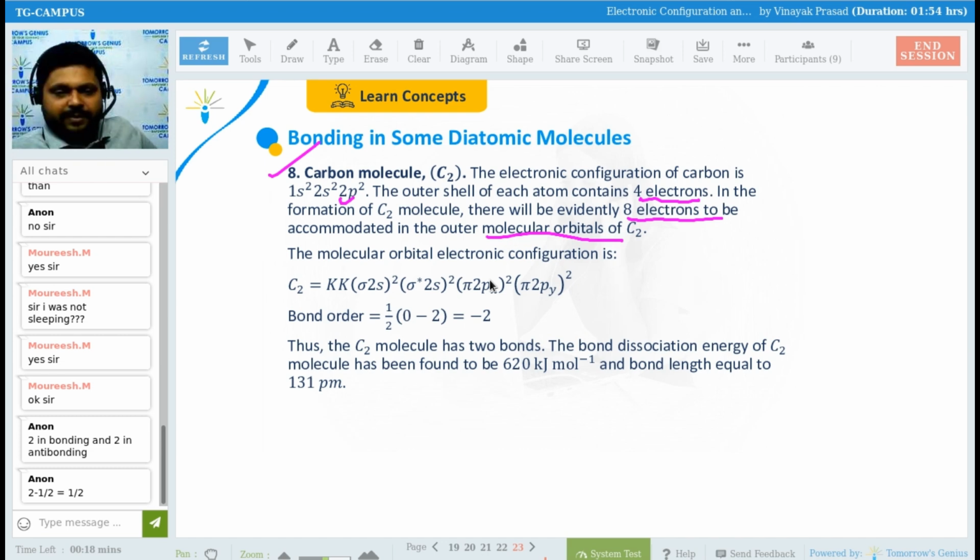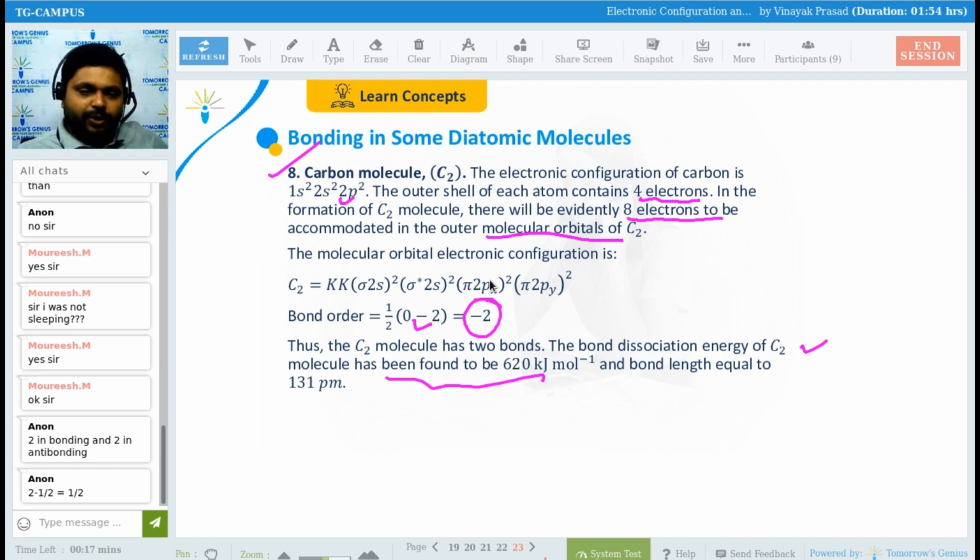So how will it be formed? What will the bond order be? If 8 will be there, then in this case we can see here 6 minus 2 will be there. So the C2 molecule has 2 bonds. The bond dissociation energy of the C2 molecule has been found to be 620 kilojoule and the bond length will be 131 picometer. Getting my point, everyone?